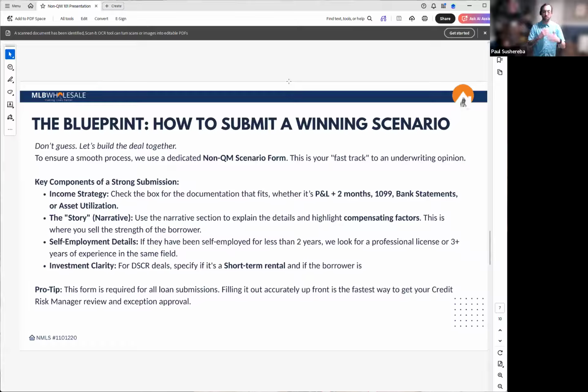Because with so many caveats and so much gray area in the non-QM space, packaging that loan accurately and correctly up front is extremely important. It's got to be put together correctly to tell that story, and the better it's put together up front, the smoother your underwriting experience is going to be.